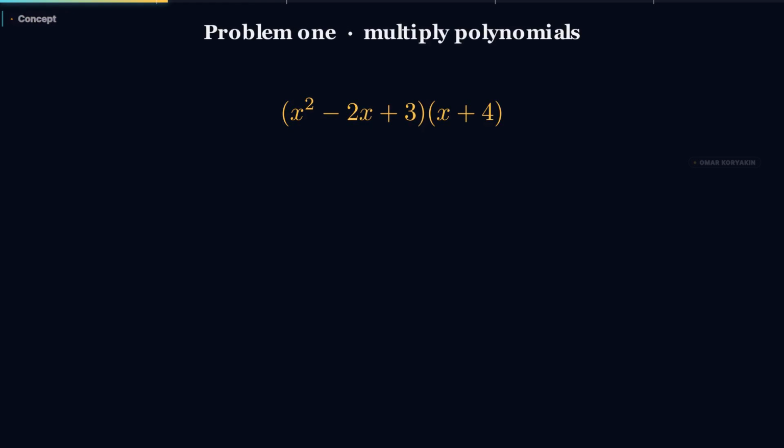Multiply x squared minus 2x plus 3 by x plus 4. 2 factors, the first a quadratic with 3 terms, the second a linear with 2 terms. The plan is to distribute, then combine like terms.